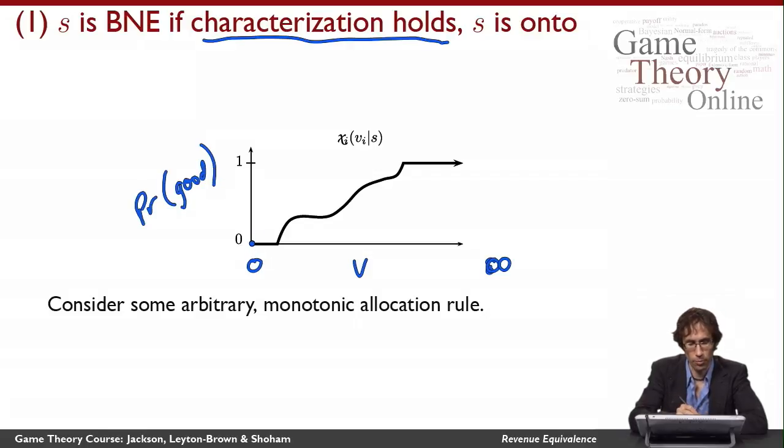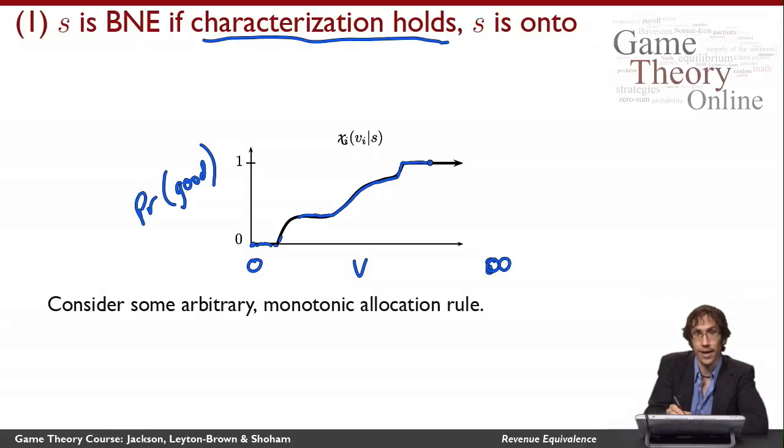So if the agent reports the lowest possible valuation, then he doesn't win the good. And because this rule is monotonic, as he reports higher and higher valuations, he has an increasing chance of getting the good. It can flatten out and stay level. It can go up gradually. It can go up discontinuously. And if it ever hits 1, it has to stay at 1 because it's monotonic.